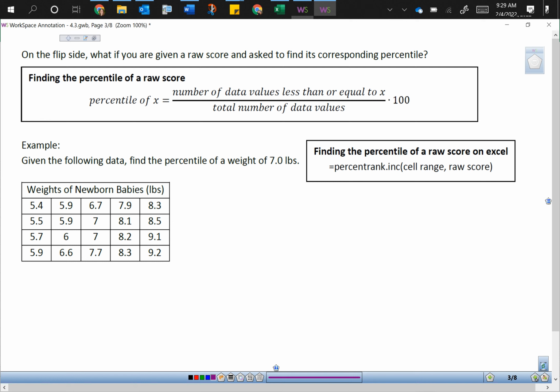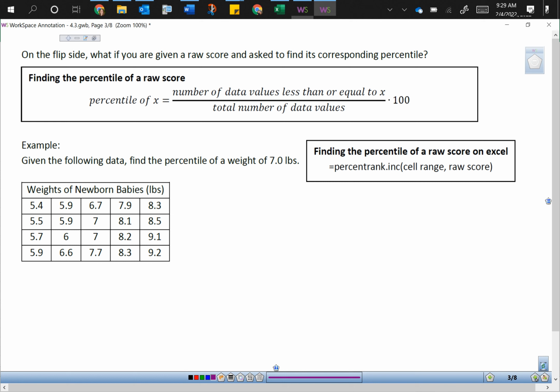It says, on the flip side, what if you were given a raw score and you were asked to find its corresponding percentile? So this would be more like you go to the doctor, you get weighed, and you're like, okay, I weigh this amount. What would that be as a percentile compared to everyone else around me?